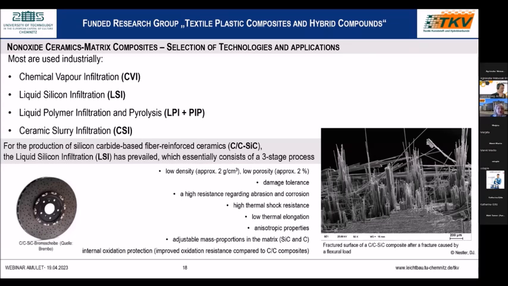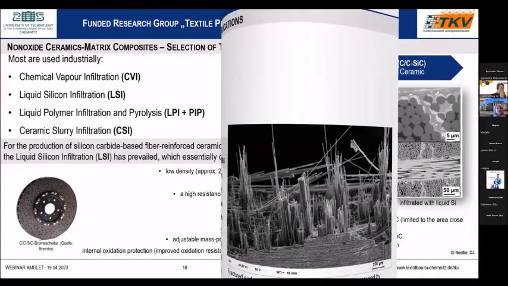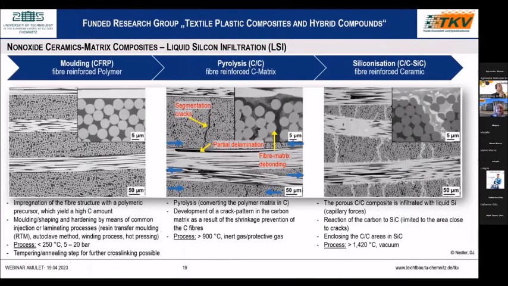Today, I only want to talk about the LSI process, which you certainly know from the fiber ceramic brake disc, I think. There we have a lightweight structure with good damage tolerance, very good corrosion and wear resistance. The whole process is very complex and consists of 3 different steps. First, a carbon fiber reinforced plastic is produced by a hot pressing process.